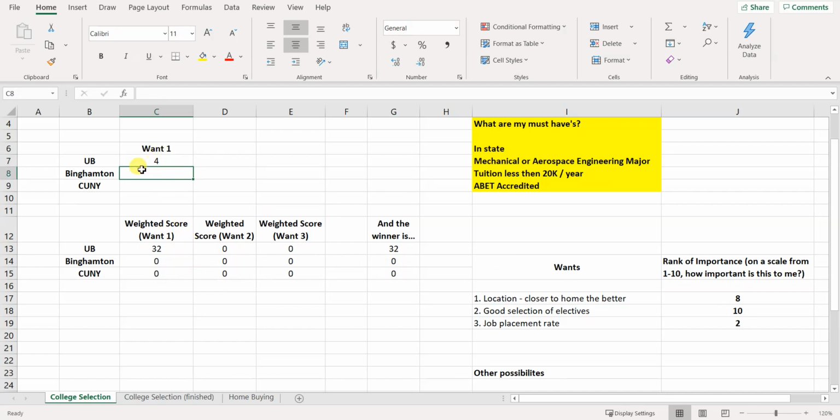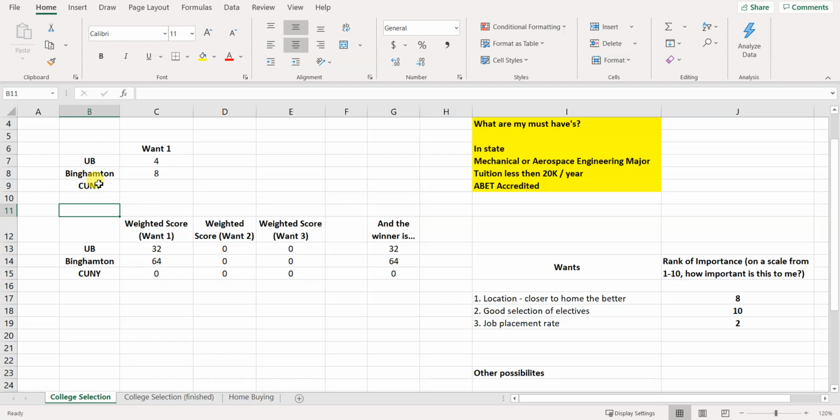Binghamton, again we're still dealing with want 1, location. That was much closer to me, I think it was like a 2-hour drive, so I ranked that an 8. So 8 times 8, a 64 pops up. If you're doing this by hand or some other method, you might have to do some simple math to figure this out.